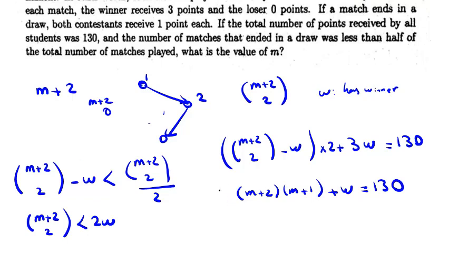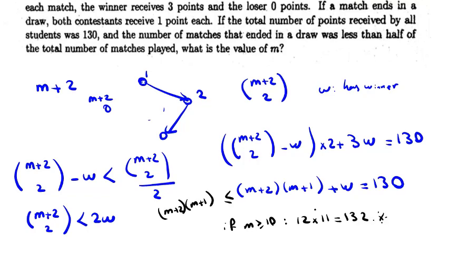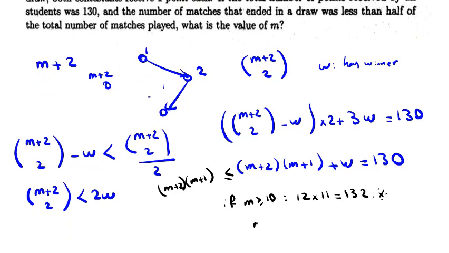Now here, we know W is at least 0, so we can say it is greater than M plus 2 times M plus 1. So if M is greater than or equal to 10, then we have 12 times 11, which is 132, and that's a contradiction. So M is at most 9.